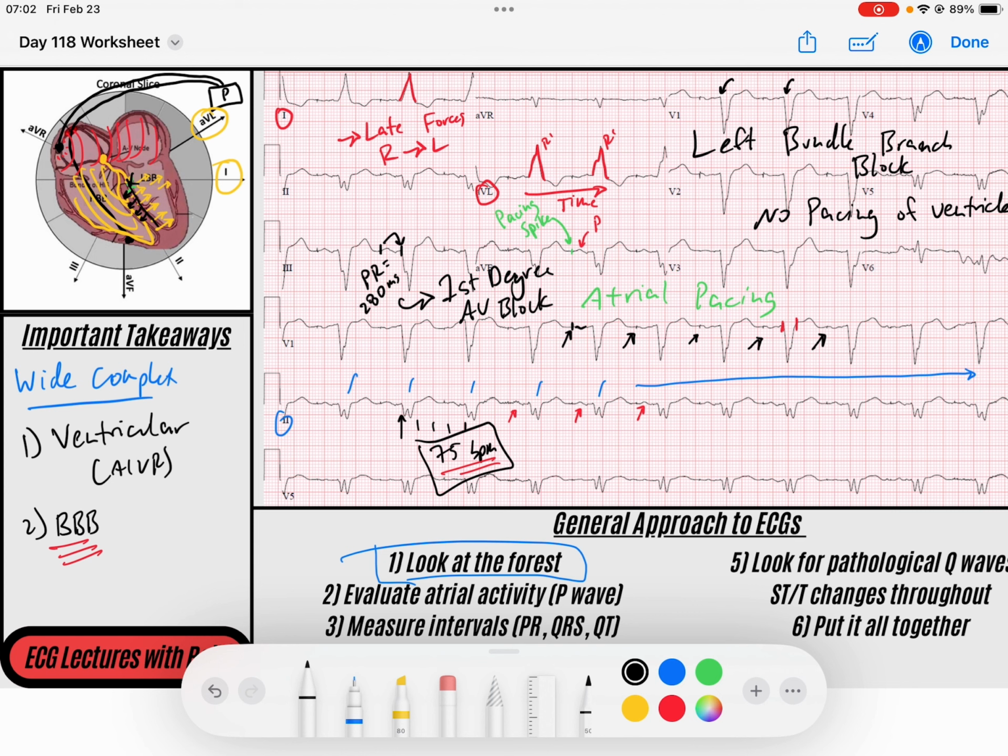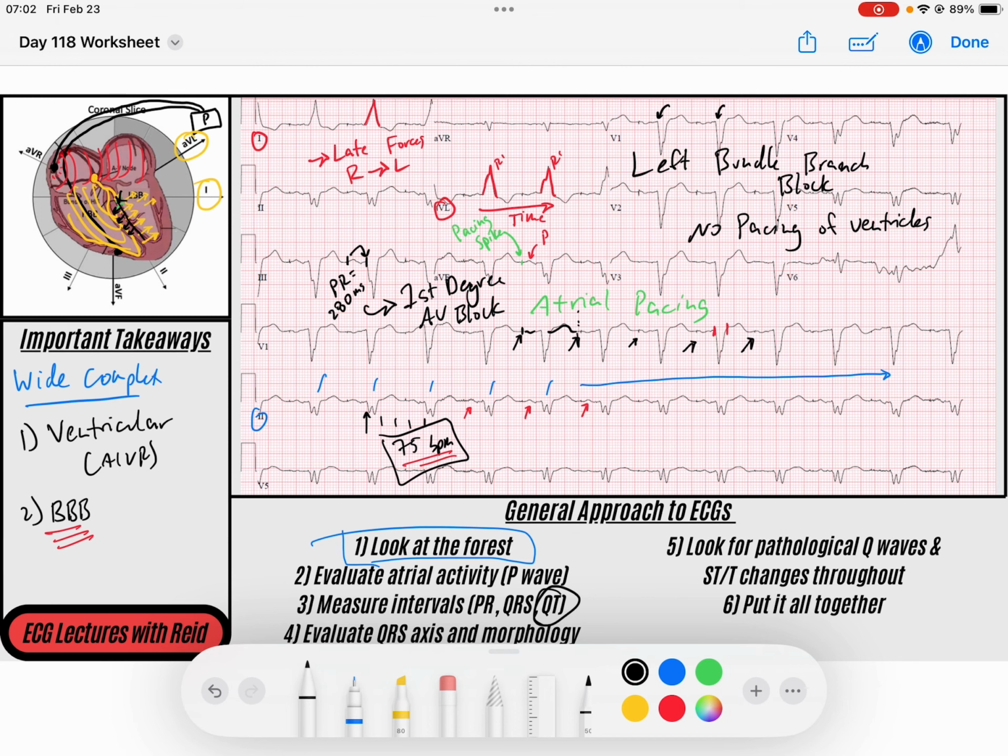And so then we go through the rest of our algorithm. We see we have a normal QT interval, right? These T waves terminate at least by the midway point from R to R. We look for pathological Q waves or ST or T wave changes, right? In a left bundle branch scenario, you would use Sgarbossa criteria. I'll make a video on that at a later date.